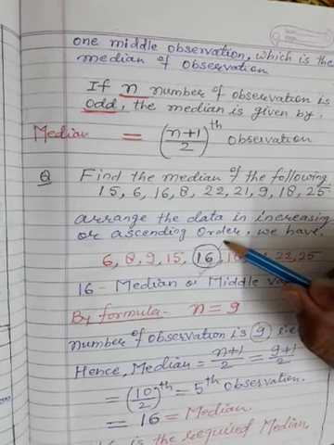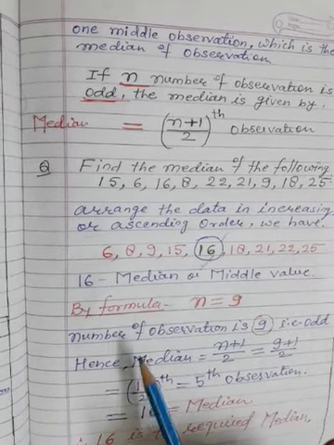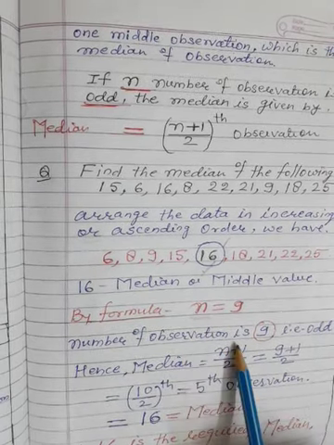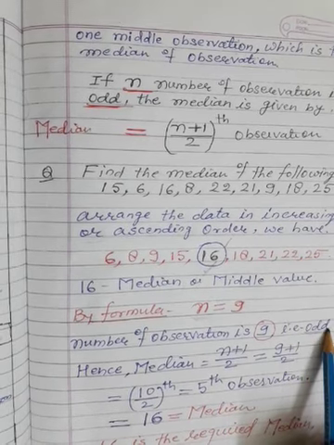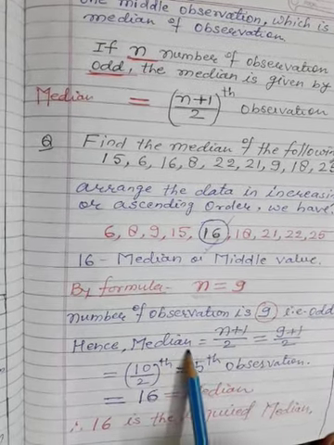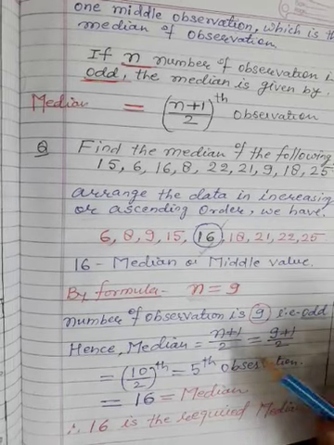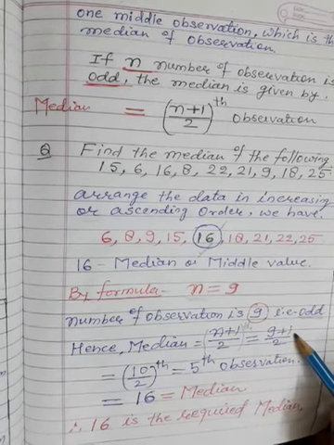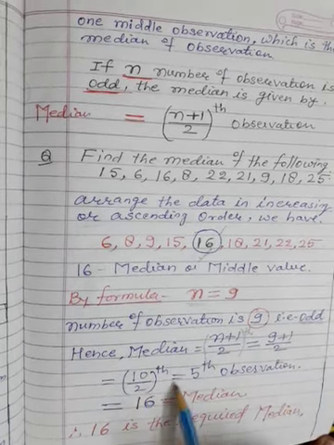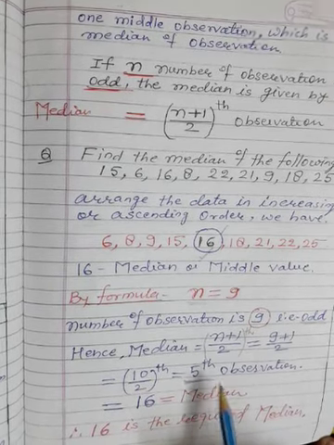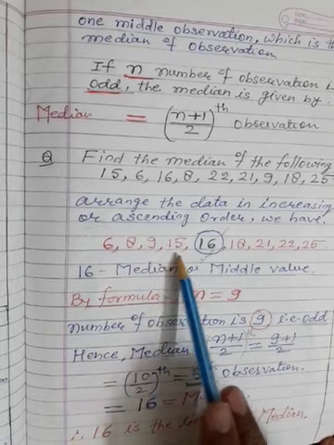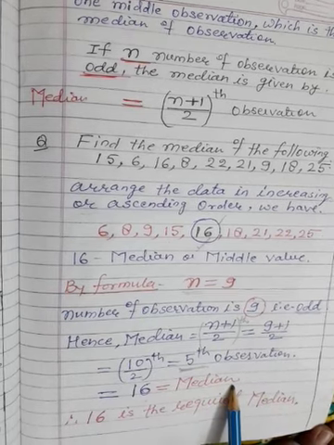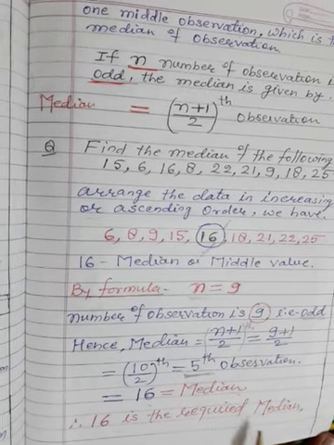That is an easy way to understand, but how will we actually find it? By the formula. When n is equal to 9, n means number of observations, the number of observations is 9, that is odd. So hence median is equal to the (n plus 1) upon 2 th observation, 9 plus 1, 10 upon 2, the fifth observation. So count to the fifth observation: 1, 2, 3, 4 and fifth. So 16 is there. So median is equal to 16. Therefore 16 is the required median.